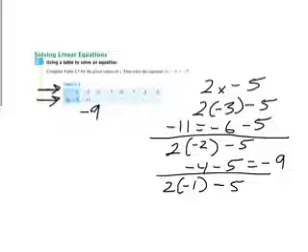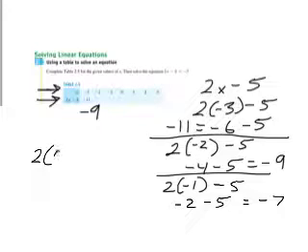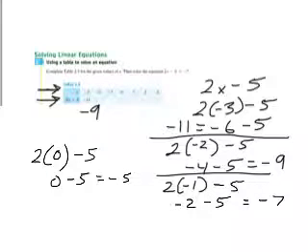2 times -1 is -2 minus 5 equals -7. Let's go to the next one. 2 times 0 minus 5 equals 0 minus 5 equals -5. So here we have -7. Here we have -5. You can see where we're going here.